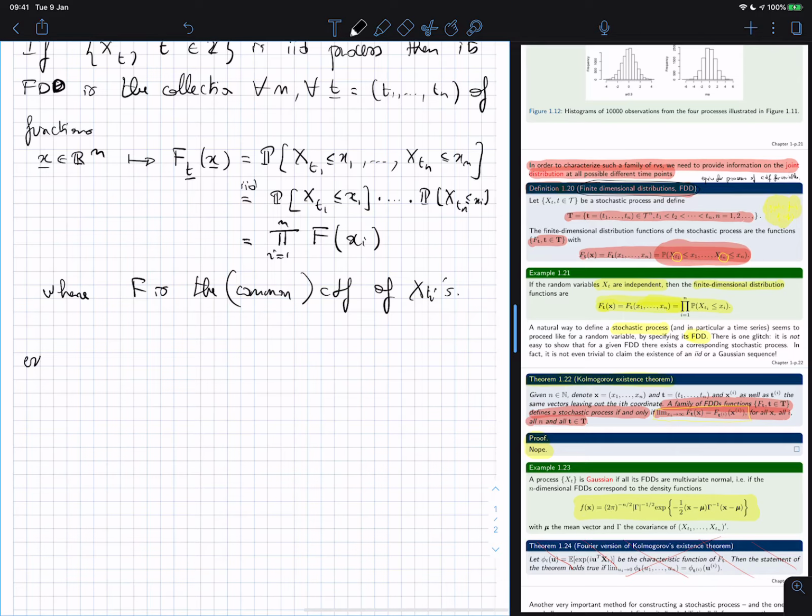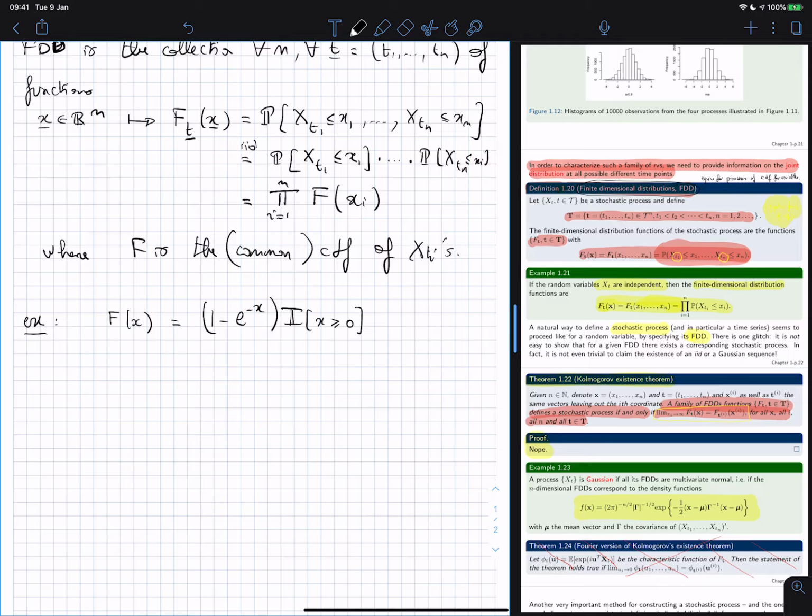So let's have an example. Let's say I take F of x equal to 1 minus exponential of minus x for x greater than 0. If I give myself that function, I know that this is the CDF of an exponential random variable.